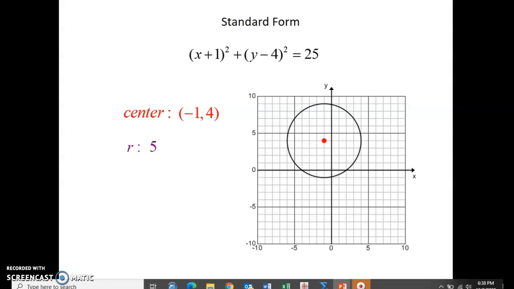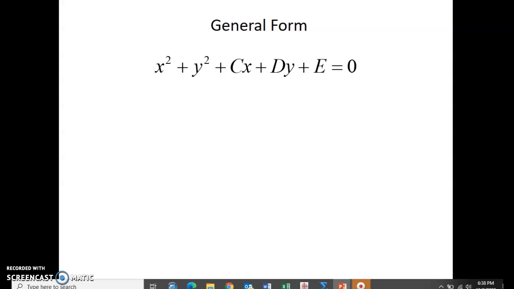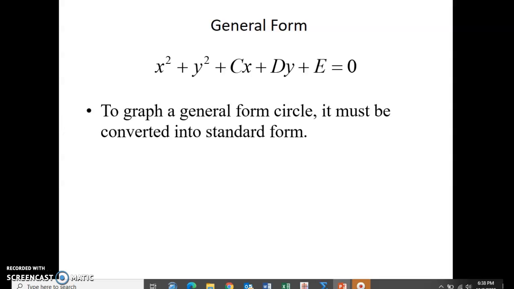All right, so that is standard form, but there's also one other type, and it's called general form. And general form is a little bit more tricky, but we're going to show you step by step how to do this. It looks like a lot of stuff, but it's really not that difficult. Okay. So here's some general rules for the general form. All right, to graph a general form circle, before we can do that, we have to convert it into standard form. So we're going to take this format and make it into a standard form, which is the part we just looked at.